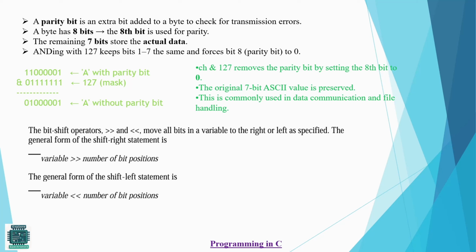Now, again, here is another important concept, that is the parity bit. It is an extra bit added to a byte to check for transmission error. So the parity bit is used. A byte has 8 bits, and the 8th bit is called the parity bit. The remaining 7 bits store the actual data. Now let us understand this with an example.